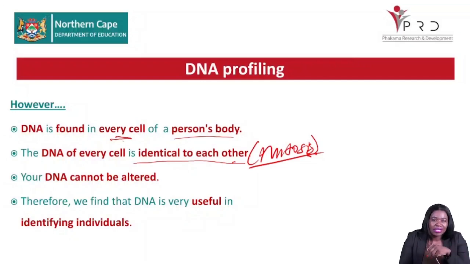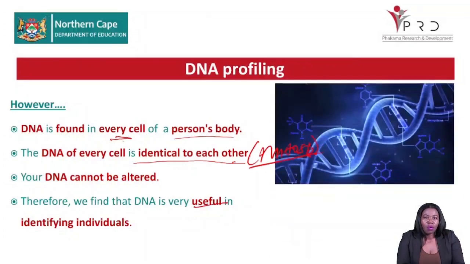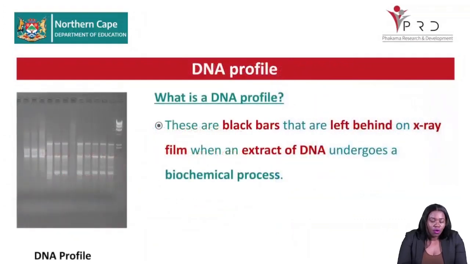So you cannot alter the DNA. If you leave a blood stain at a crime scene, that DNA will be the same as any other DNA in your body, including your saliva, including a small cell that can be taken from your body, right? So we find that DNA is more useful in identifying individuals as compared to the use of fingerprints, right? So what are these DNA profiles basically? So remember I said you should be able to differentiate between a profile and profiling, because a profile is what we are looking at here.